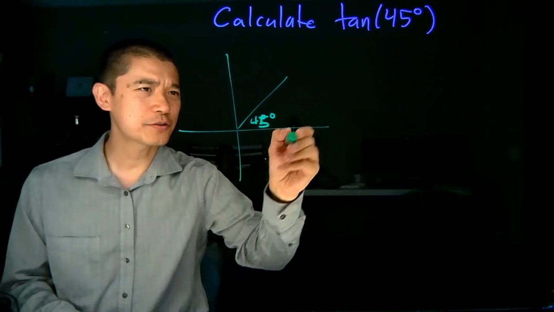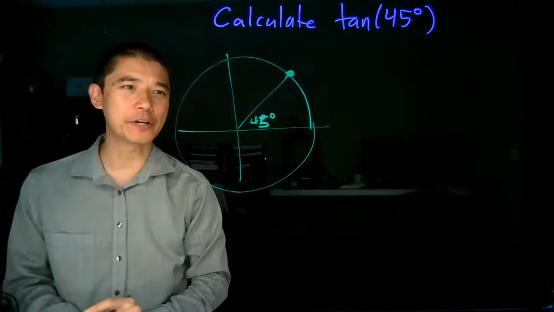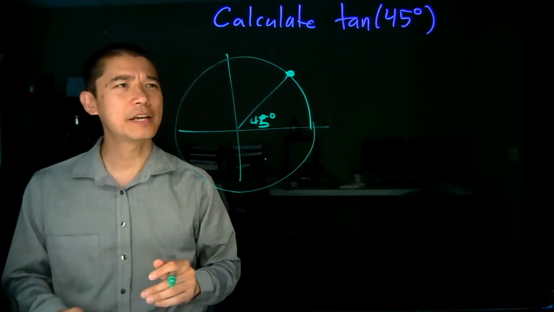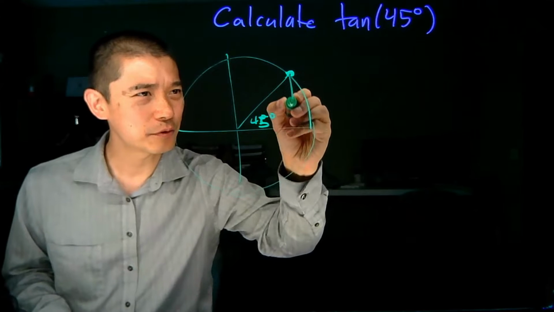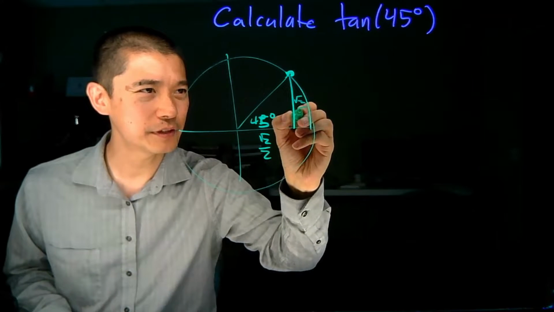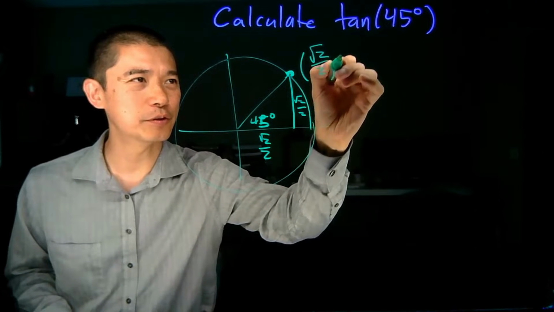Now, on the unit circle, that 45-degree angle corresponds to a specific point. And this is where you're going to have to think back a little bit to the special triangles, the 45-45-90 triangle in this case. For the 45-45-90 triangle, that side has length root 2 over 2, and that side has length root 2 over 2. And that gives us the coordinates of this point: root 2 over 2, comma, root 2 over 2.